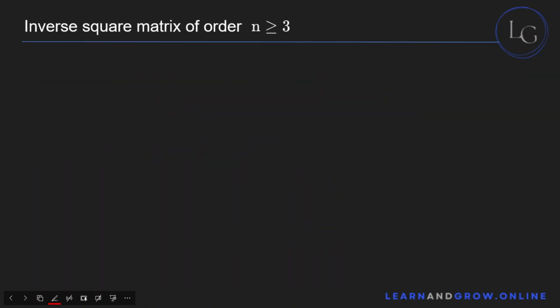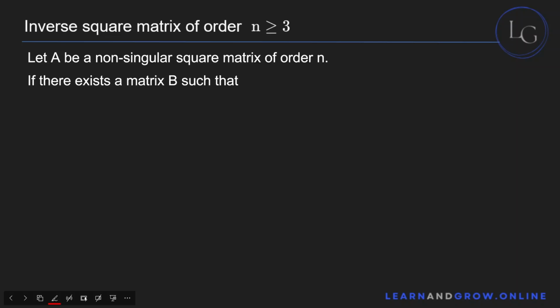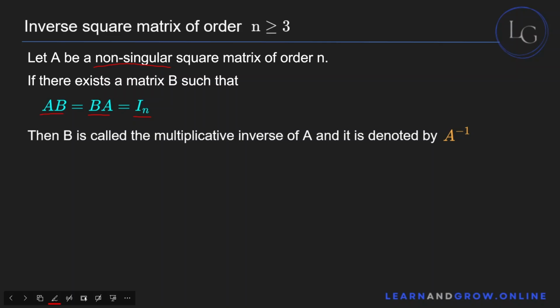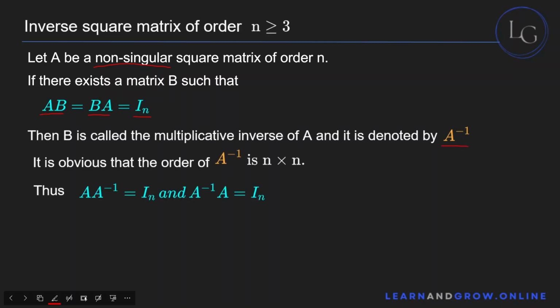Now, the inverse of a square matrix of order n is equal to or greater than 3. If A is a non-singular square matrix, and if you remember, a non-singular square matrix is a matrix that has a non-zero determinant, of the order n, then there exists a matrix B such that when you multiply A with B or B with A, it will give you the identity matrix of the order n. So it will have the same order. And B is the multiplicative inverse of A, and it is denoted by A inverse. So if you multiply A with its inverse, it will give you the identity matrix, or if you multiply the inverse of A with A, it will give you the identity matrix as well.